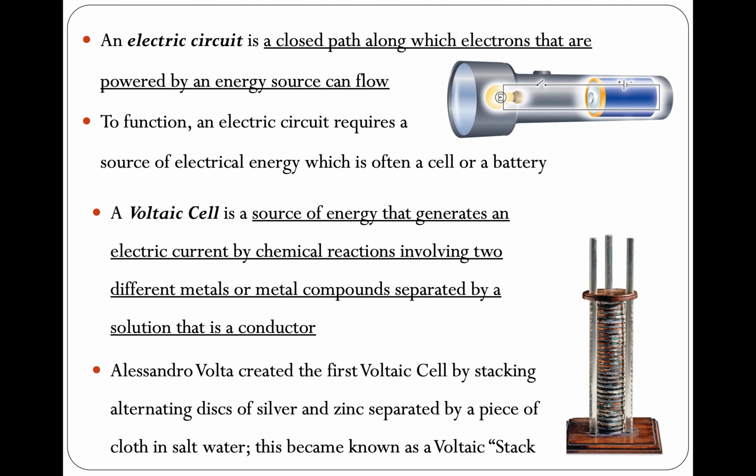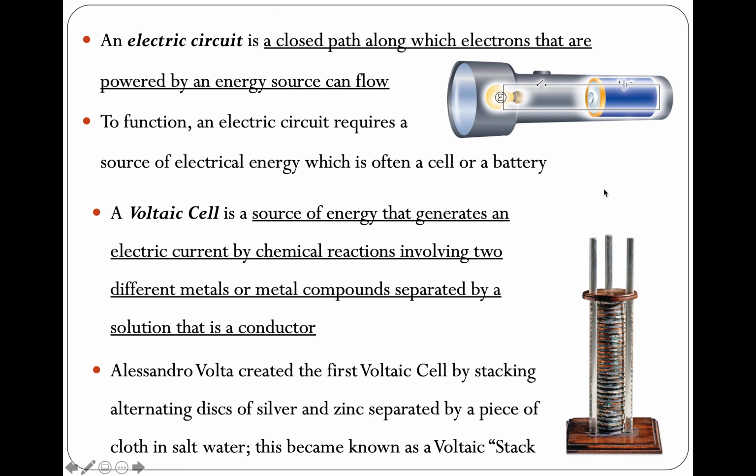Okay, what is an electric circuit? It's a closed path along which electrons that are powered by an energy source can flow. That's it. A flashlight is just a battery that you put in and then a little bulb, right? There's a little switch, a little clicky thing, that you put on, and then it closes the switch and makes this pathway. The keyword here is closed, and basically electrons just move through a wire of some kind, and then you can do stuff with it, right?